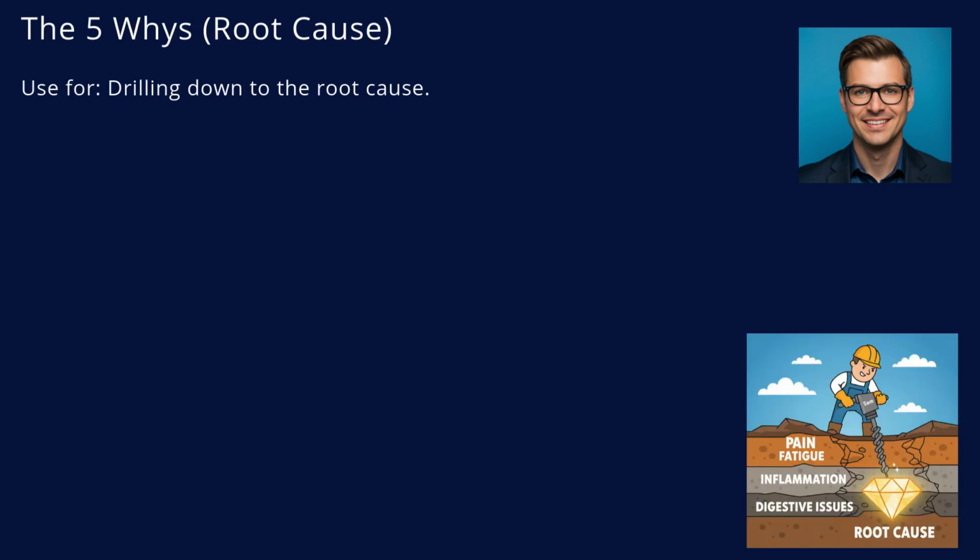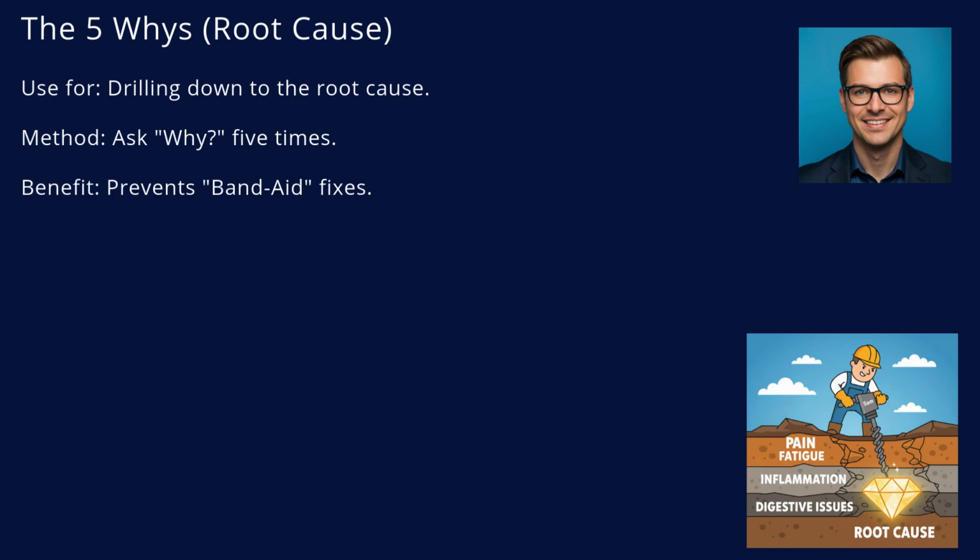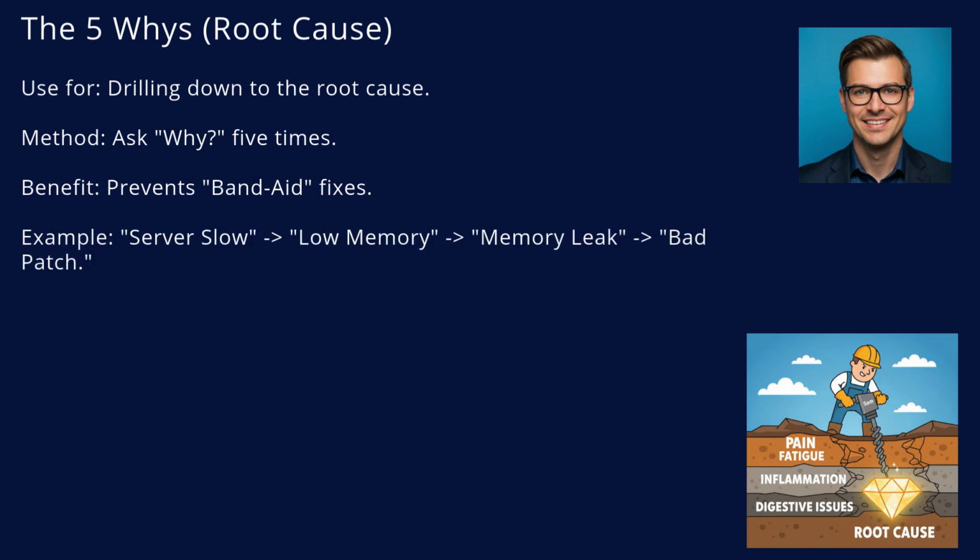For simple, linear problems, use the 5 whys technique to find the root cause. When you see a symptom, ask why 5 times. Why is the server slow? Low memory. Why is memory low? There's a leak. Why is there a leak? A bad patch was applied. By getting to the bottom layer, you prevent temporary, band-aid fixes and solve the real issue permanently.